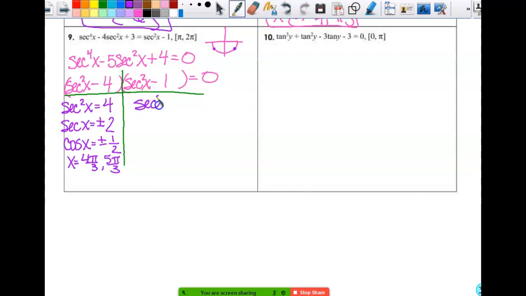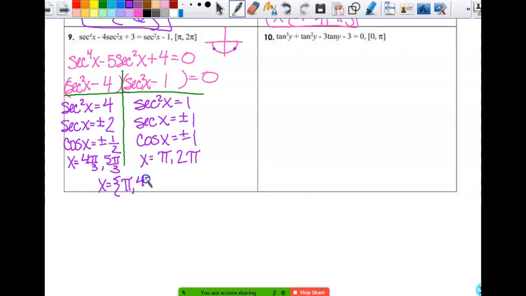So then here I get secant squared x equals 1. So secant x equals plus or minus 1. Make secant into cosine. The reciprocal of 1 is 1, so it's still plus or minus 1. Then between pi and 2 pi, when do I get a positive or negative 1 for cosine? At pi and 2 pi. And then remember, when you write them down, they need to be in order. So I would start with pi, then do 4 pi thirds, then do 5 pi thirds, then do 2 pi. And that's what I end up with.